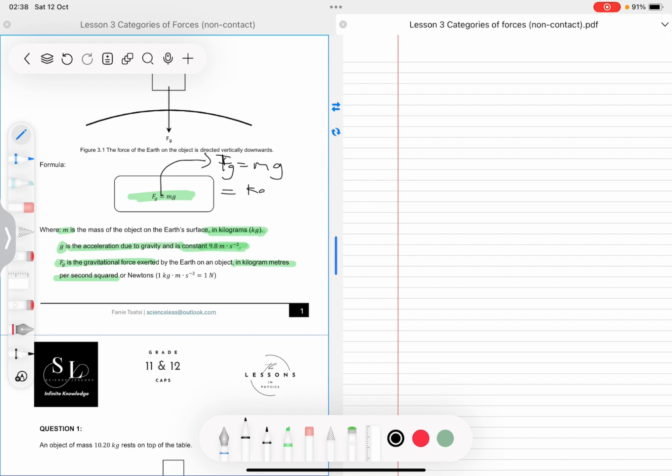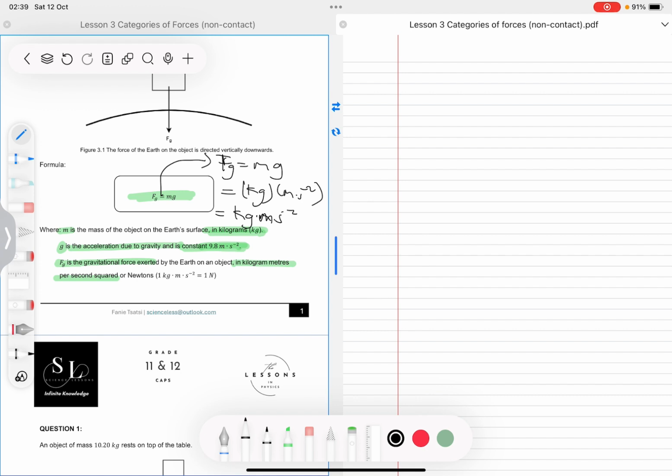We know that mass is measured in kilograms, and we know that acceleration is measured in meters per second squared. So this means I'll have a unit for force, right? Because Fg is the force, which is mass times acceleration. So we'll have kilogram meters per second squared, right?